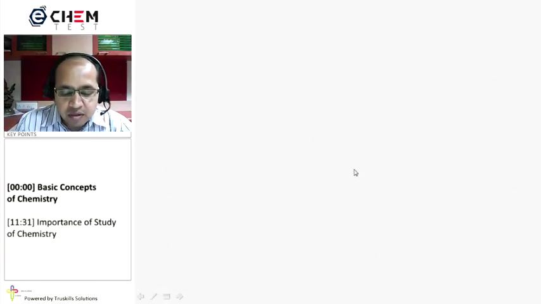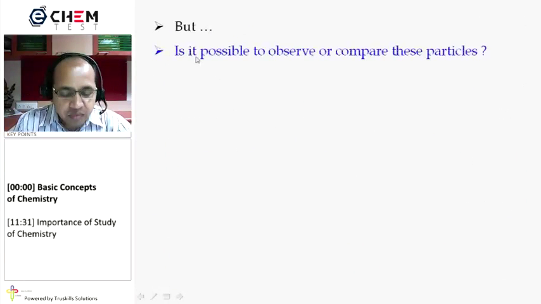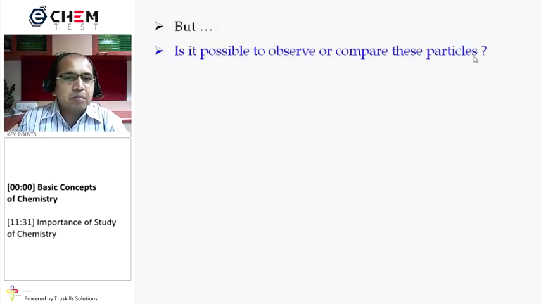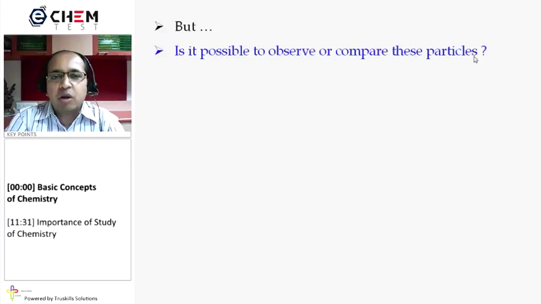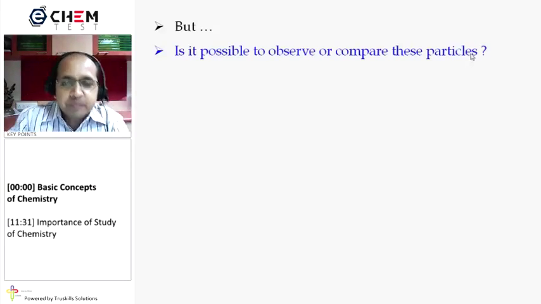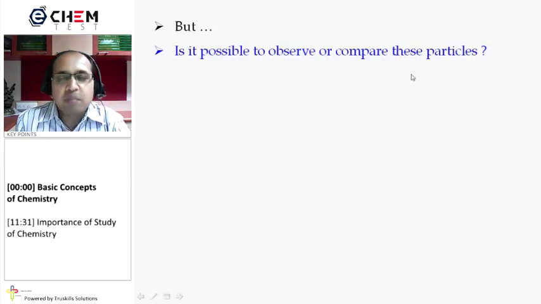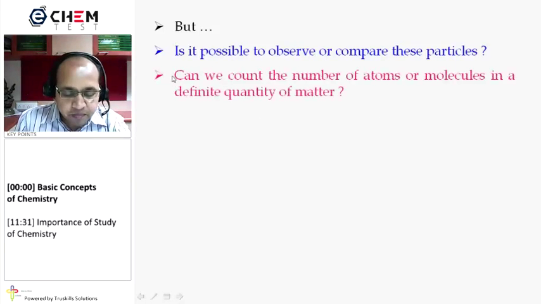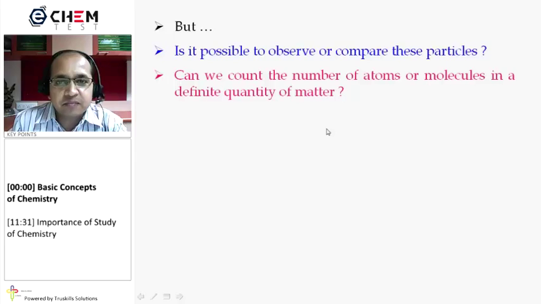But the question that arises here is: is it possible to observe or compare these particles? Are you able to compare an oxygen molecule with a zinc molecule? Are you able to compare a helium atom with a sodium atom? Is it possible to compare all these particles? Can we count the number of atoms or molecules in a definite quantity of matter?